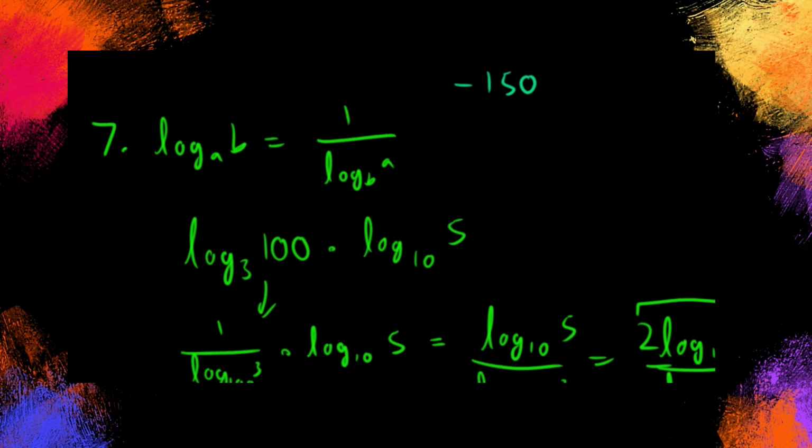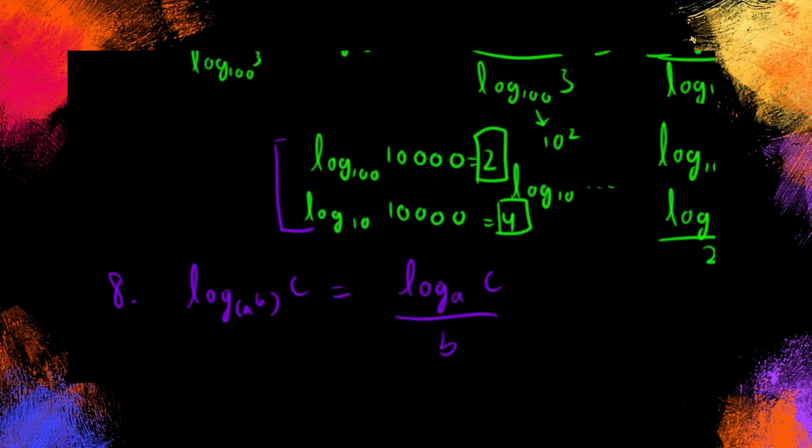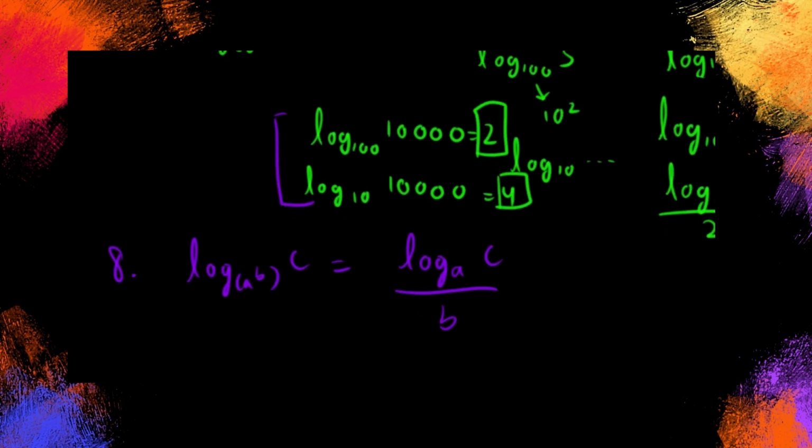Then finally we have this rule. If you have log a of b, you can invert the argument and the base by taking the reciprocal. And then finally, very finally, we have this rule, which is log of anything raised to a power, of an argument, is equal to that same anything as the base, of whatever the argument was, divided by whatever power it was raised to.